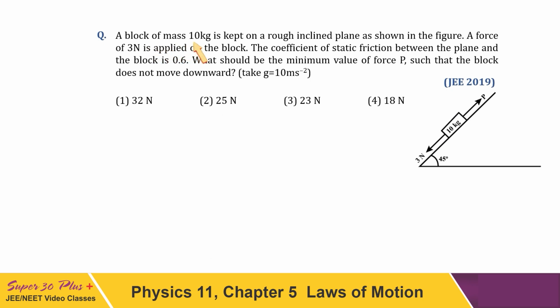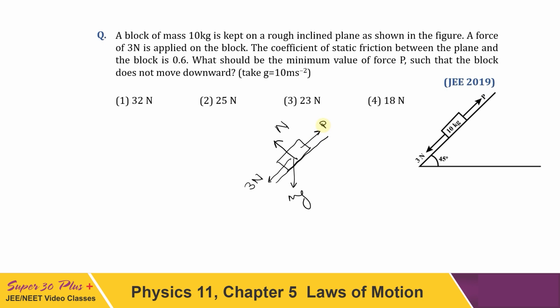A block of mass 10 kg is kept on a rough inclined plane as shown. A force of 3 Newton is applied on the block. The coefficient of static friction between the plane and the block is 0.6. What should be the minimum value of force P such that the block does not move downward? Okay, so let's write the free body diagram for the block. Just show all the forces here. Vertically downward is mg, one normal here, other forces being 3 Newton along the incline down. This is the external force P up the incline, and one friction will be there.